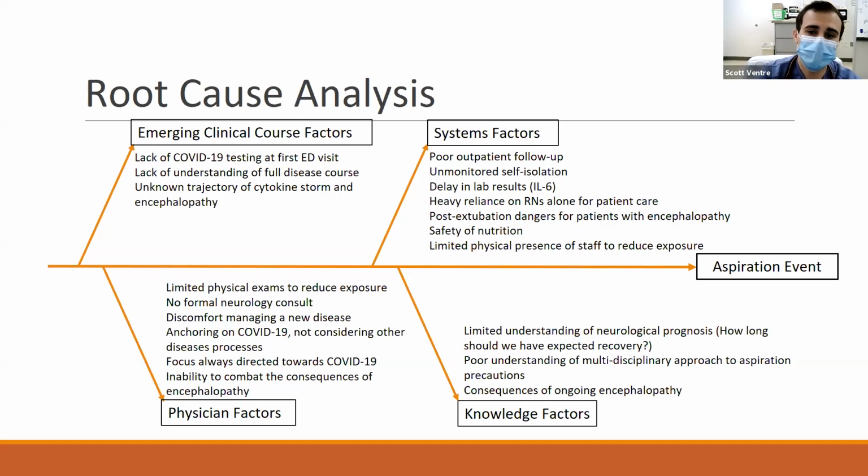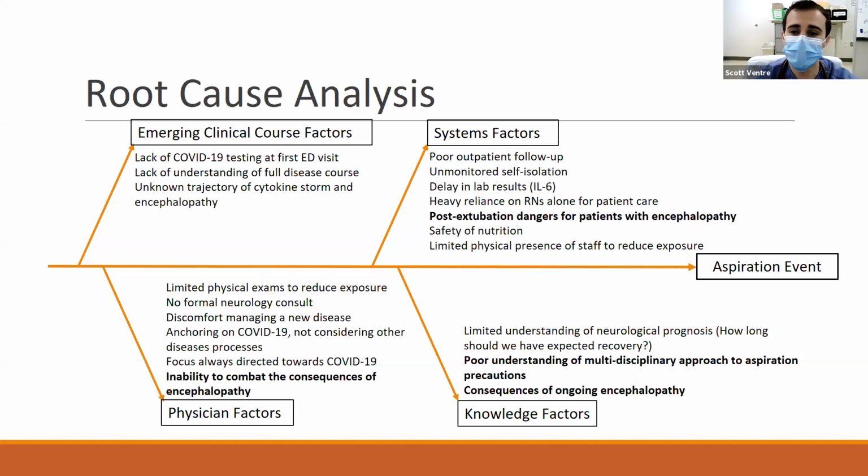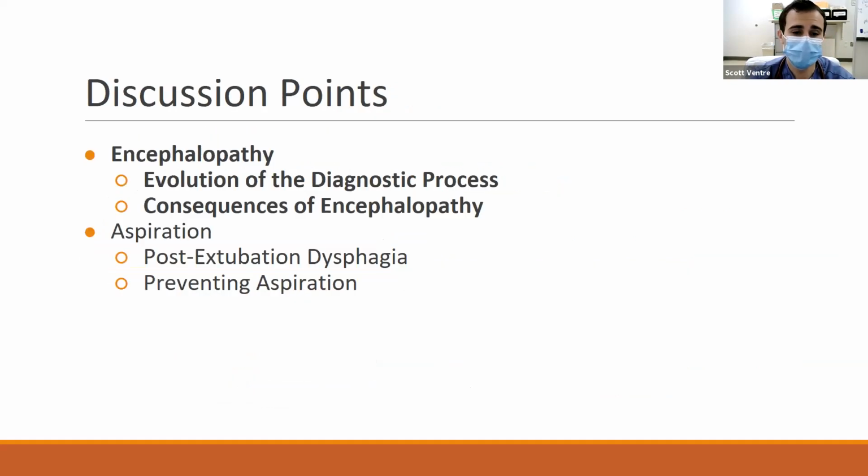Now, the rest of this diagram includes more generalizable factors. The ones we're going to be focusing on are highlighted here. They're more centered around encephalopathy, more specifically in these patients that are post-extubation, and the difficulties of managing the sequelae of encephalopathy in the hospital, which include aspiration events. So we'll start off by talking about encephalopathy in general and the ways in which the simple nature of our approach to diagnosing it can oftentimes be detrimental to the patient.